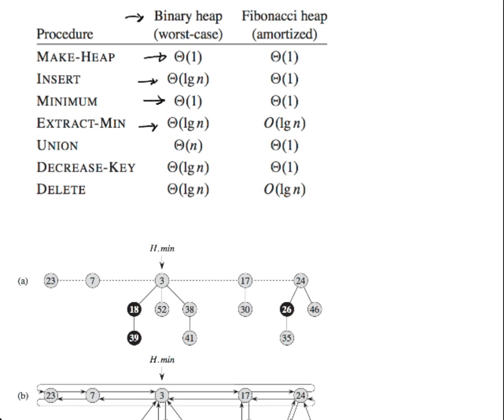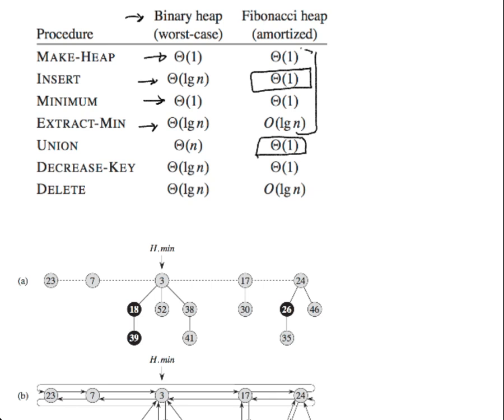In a Fibonacci heap, we get some savings in the insertion. So we can insert in constant time, which is great, with everything else being at least as good as the binary heap. And another big gain is our union function. If we want to take two heaps and union them together, we can do that in constant time in a Fibonacci heap, which is useful in some applications.